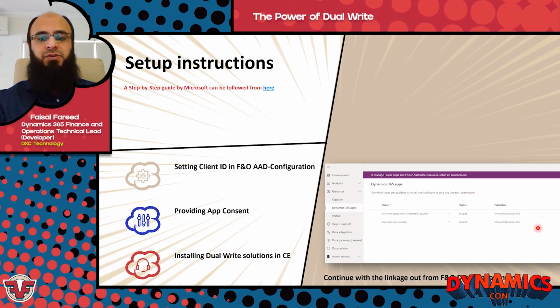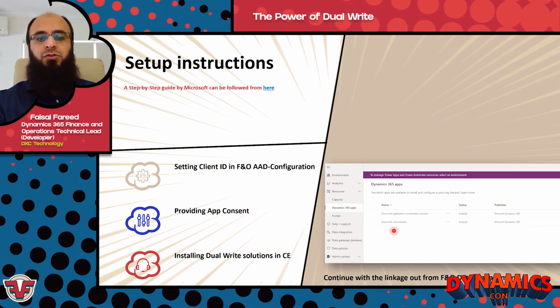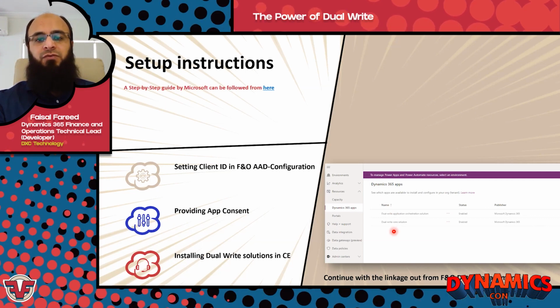These are the two solutions which you can see on the right hand side. These are two solutions you have to install from your Power Apps. These are available in your app source, and it's very easy to install. This is the way you can go to resources, and under Dynamics 365 apps, you choose dual write solution and install into any environment.